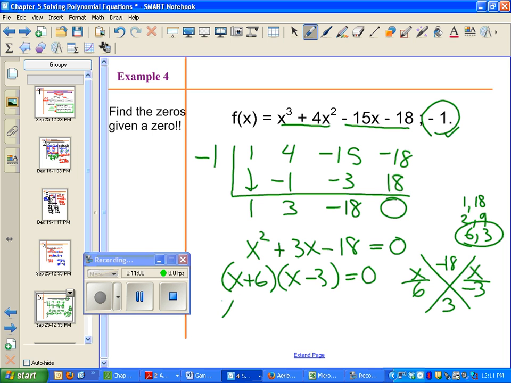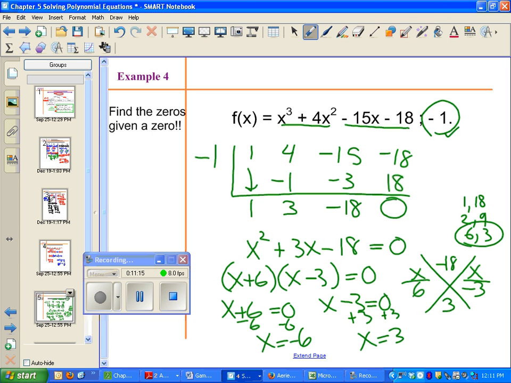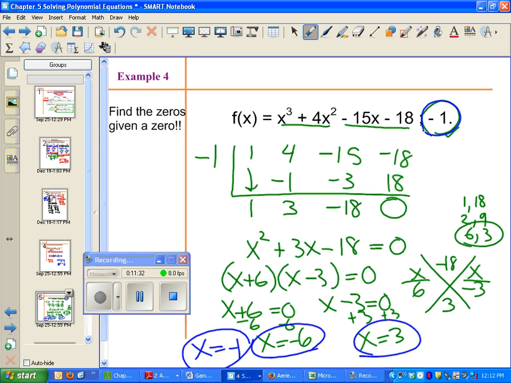So when I set those factors equal to 0, I subtract 6 from both sides. So one of my x-intercepts is negative 6. I add 3 to both sides, and x is equal to 3. So if I were to graph this, my x-intercepts would be x equals 3, x equals negative 6, and the original one they gave me, so x is equal to negative 1, right? X cubed, and I have 3 x-intercepts. My y-intercept would be negative 18, but we'll get to that tomorrow.